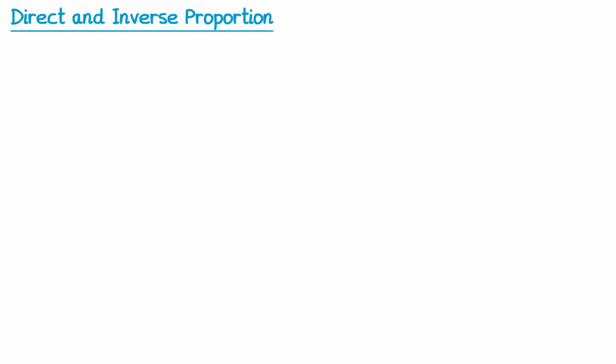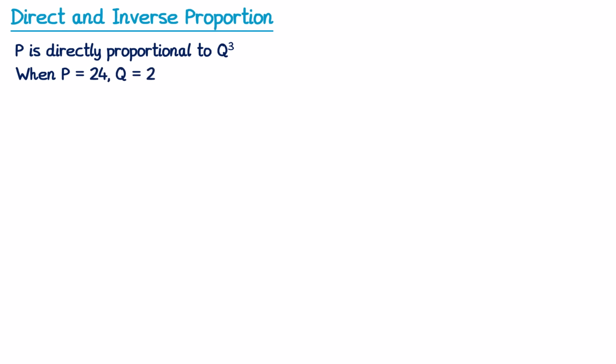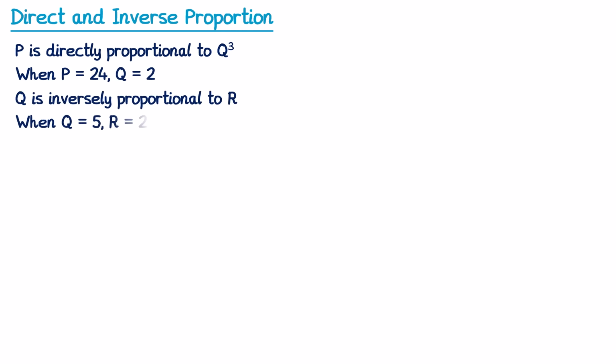Now we're going to have a look at one more question where there's more than 2 variables, and this type of question is quite popular for Edexcel in particular. So we have p is directly proportional to q to the power 3, and we're given some values for p and q, and we're also told that q is inversely proportional to r, and some values for q and r. This time, rather than working out our value, we've been asked to find a formula for p in terms of r. To do this, we're going to find the link between p and q, and also the link between q and r. So let's start with p and q.